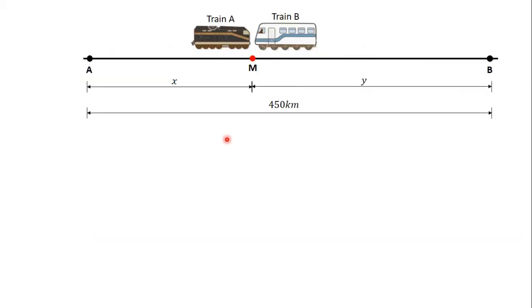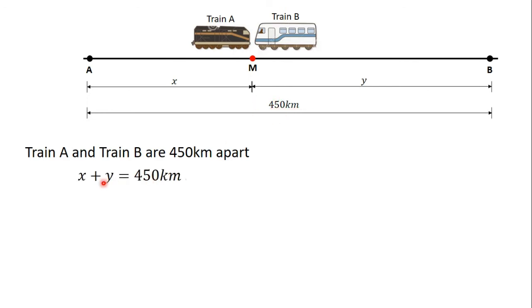From the question, we were told that train A and train B are 450 kilometers apart. So from point A to point B is 450 kilometers. We can see from the diagram that from point A to point M is X, and from point M to point B is Y. So if we add X and Y, we are going to get 450 kilometers. So X plus Y is equal to 450 kilometers. Let's call this equation 1.